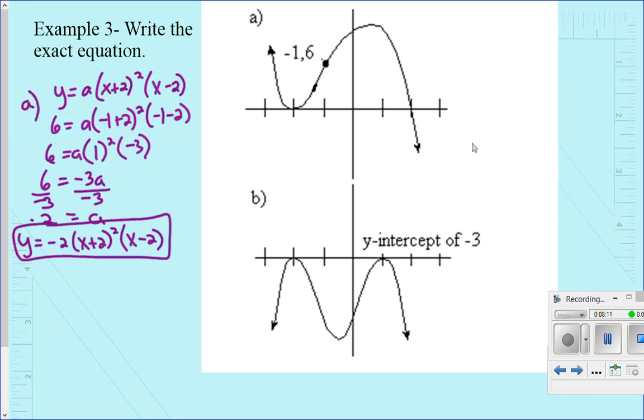B. So started off the same way. We have -2, so that's x plus 2 squared because it bounces. This is +1, so x minus 1 squared because it bounces. And then y-intercept of -3, that means (0, -3) is the coordinate point. So -3 goes in for y, and 0 is going in for x.